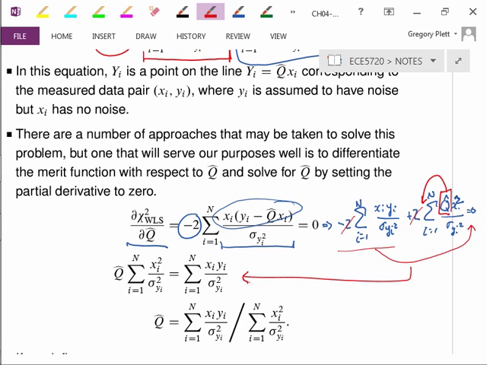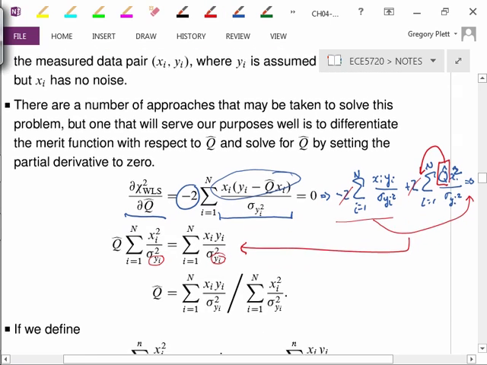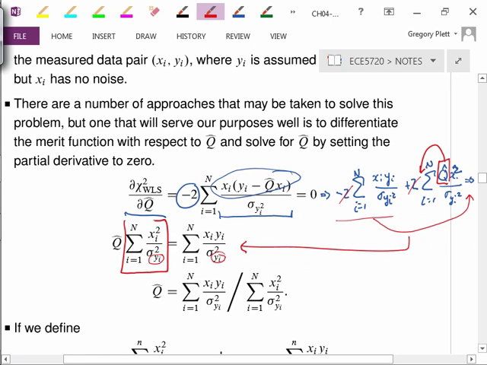We cannot multiply both sides by sigma y to make it go away because it's a function of i. It's not going to be the same for every summation index. I have to leave it inside. But I can write this as one big lump and write my solution for Q hat to be this big lump, the sum of xy divided by sigma squared, divided by this big lump, the sum of x squared divided by sigma y squared.